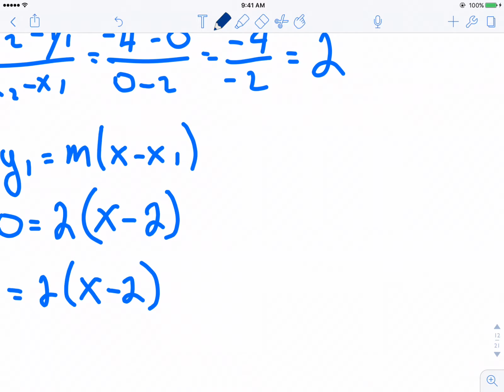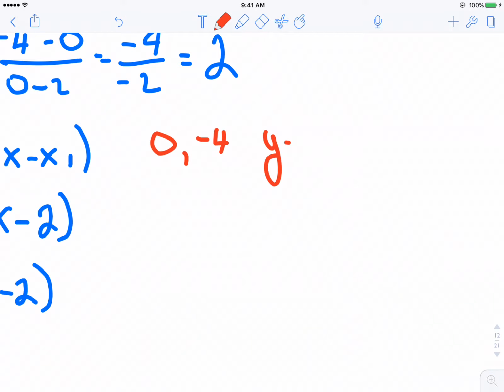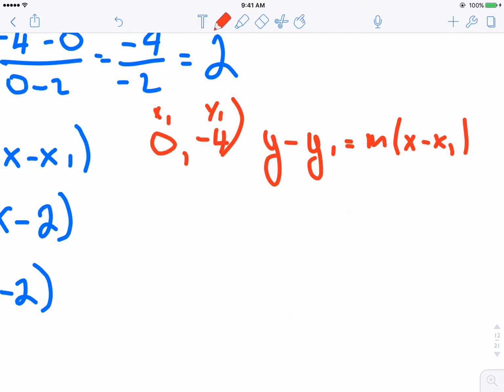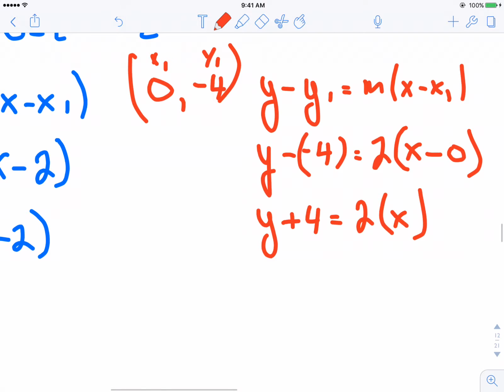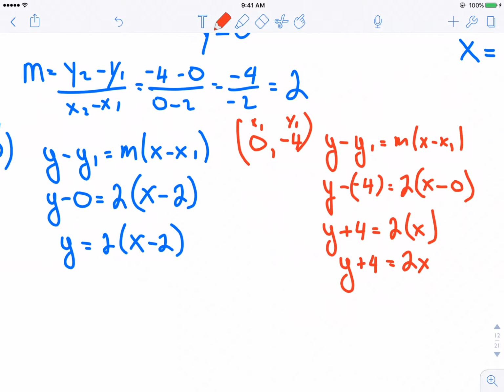Now, if I chose my other point, which I'll do in red here, if I chose 0, -4, what would that look like in my point slope formula? Y minus y1 is equal to m bracket x minus x1, this being x1, y1. I'm going to have y minus -4 equals 2 bracket x minus 0. Simplify a little bit, y plus 4 is equal to 2 times x, or just 2x.